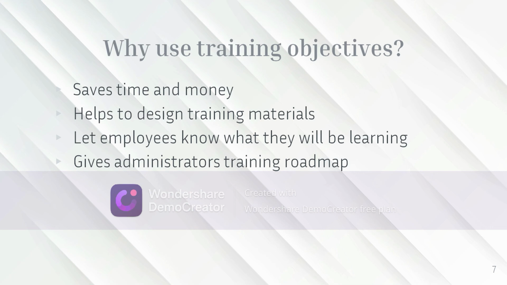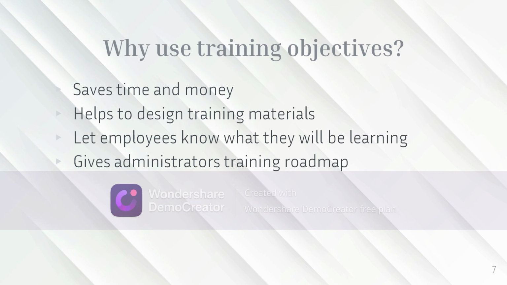The next point is it helps to design training materials. When you know what the objectives are, you can clearly define what materials are needed for your employees. For example, do you need a blended learning environment, or will your training materials be assigned by department, individual or level at the company? Or what features does your learning management system need to have?